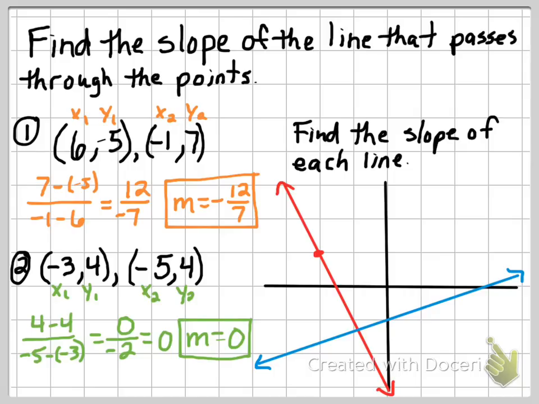Now, for the slope of the line, it's a little different. I have to actually count my rise over run. So the first thing I need is 2 points. I'm going to use this point and this point. I'm going to count my rise over run. I rise -2, which means down 2, and I run 1. So the slope of that line is -2 over 1, which is -2.